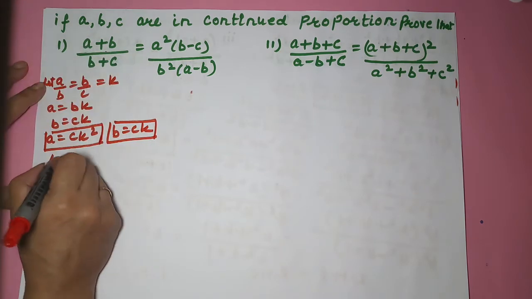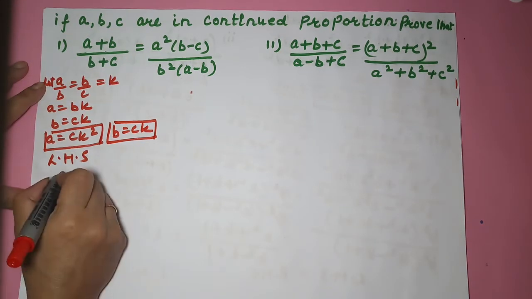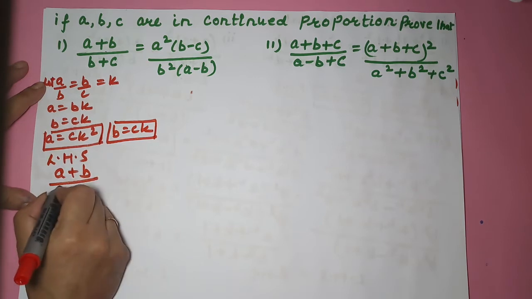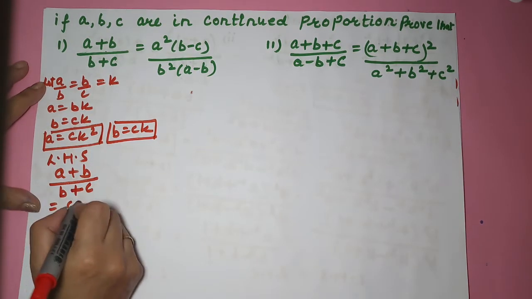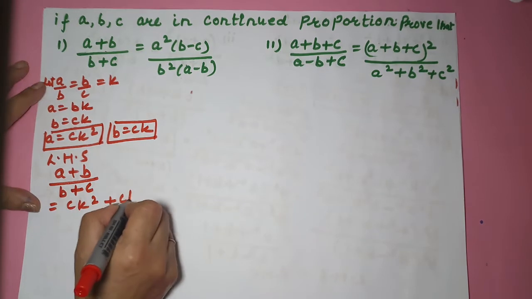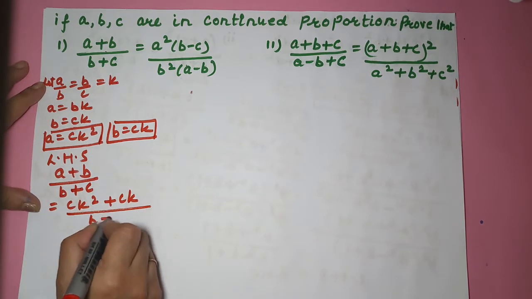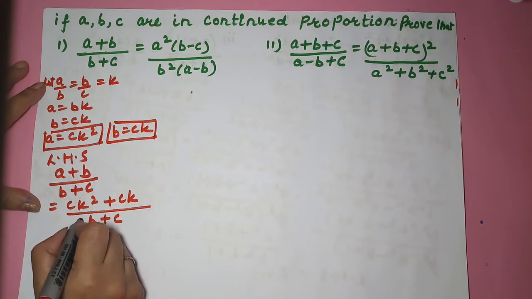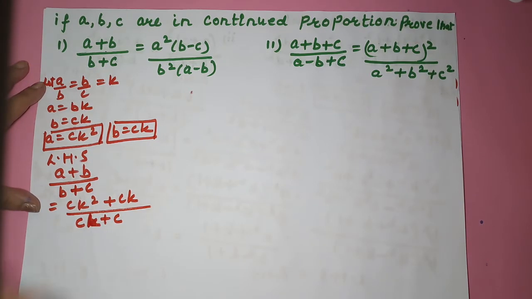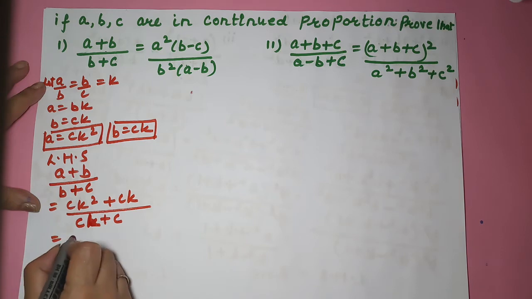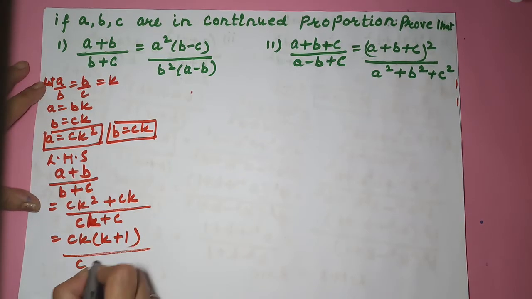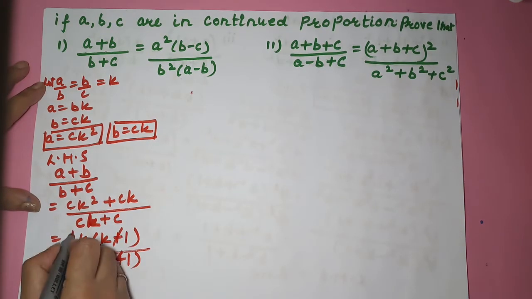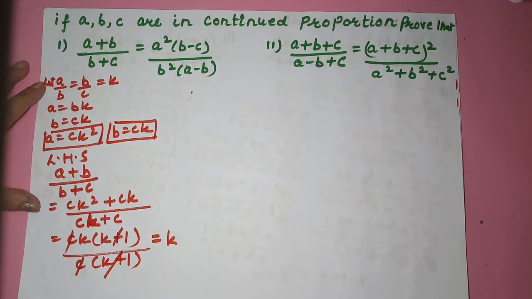Let me take the left hand side part. What is my left hand side? a plus b upon b plus c. So a is ck square plus ck, b as it is, b is ck plus c. c I don't have to change. So I can take ck common, I'll get k plus 1, and here I can take c common, I'll get k plus 1. This and this will go, c and c will also go, so I'm only left with k.